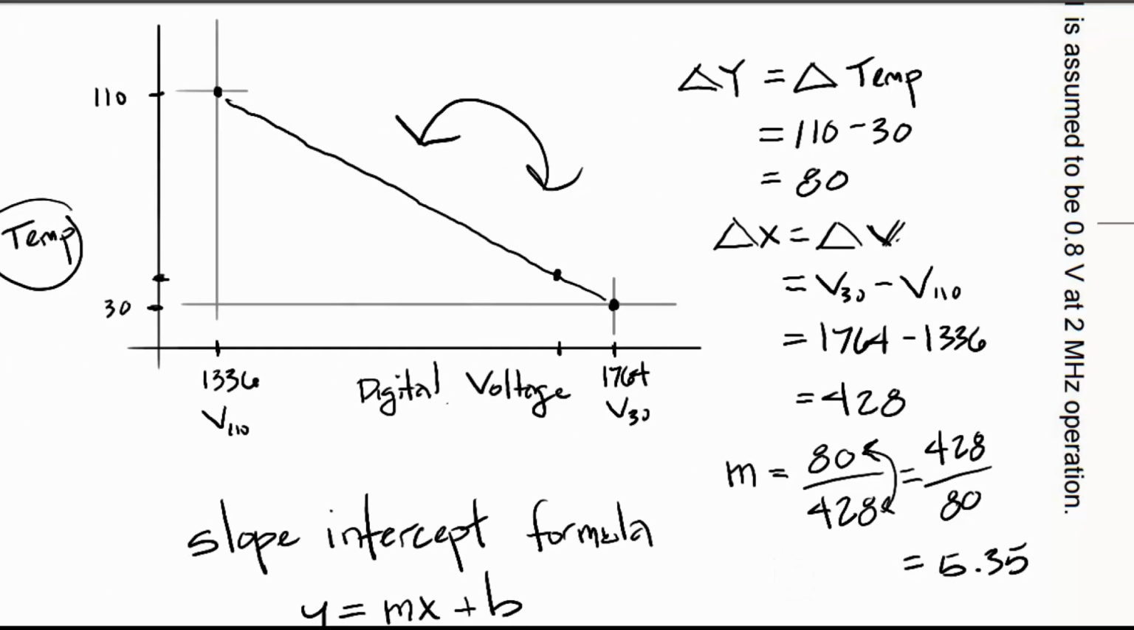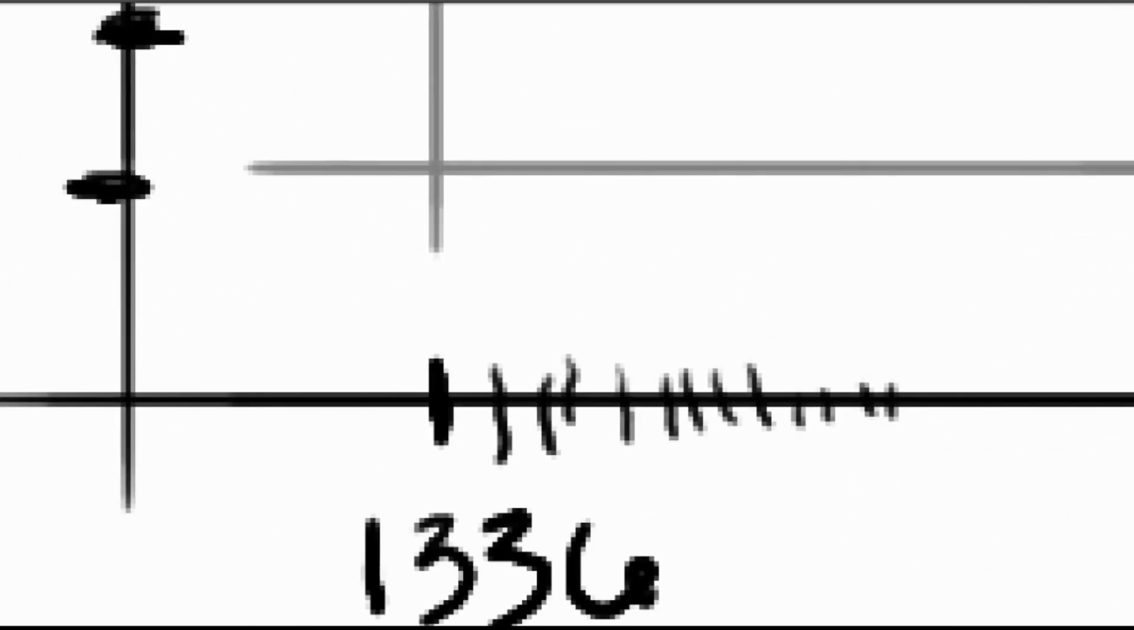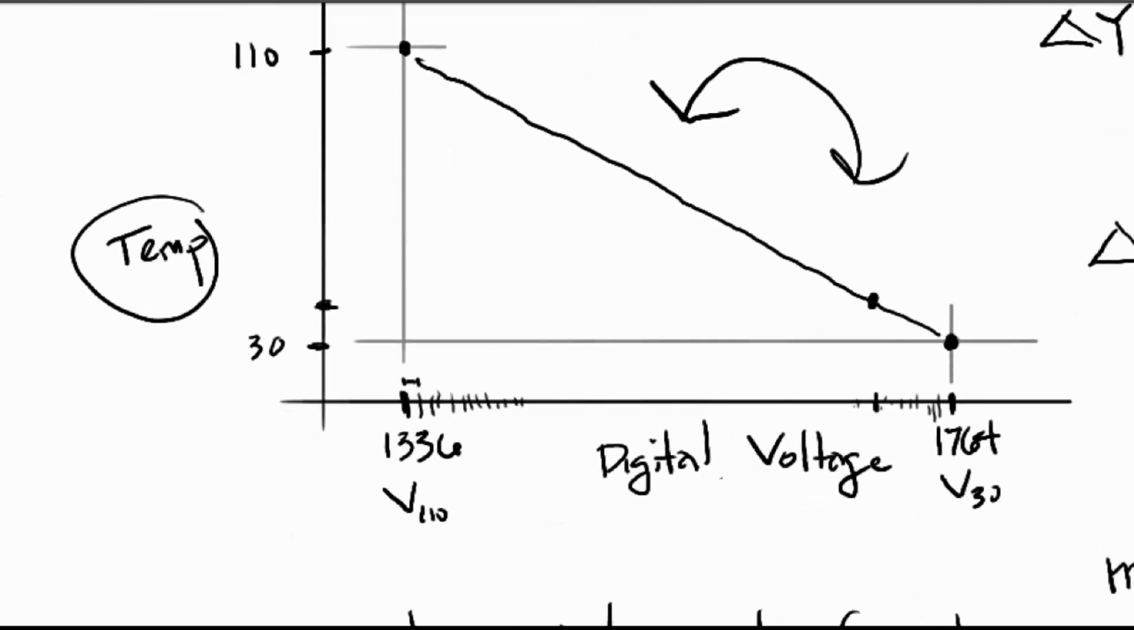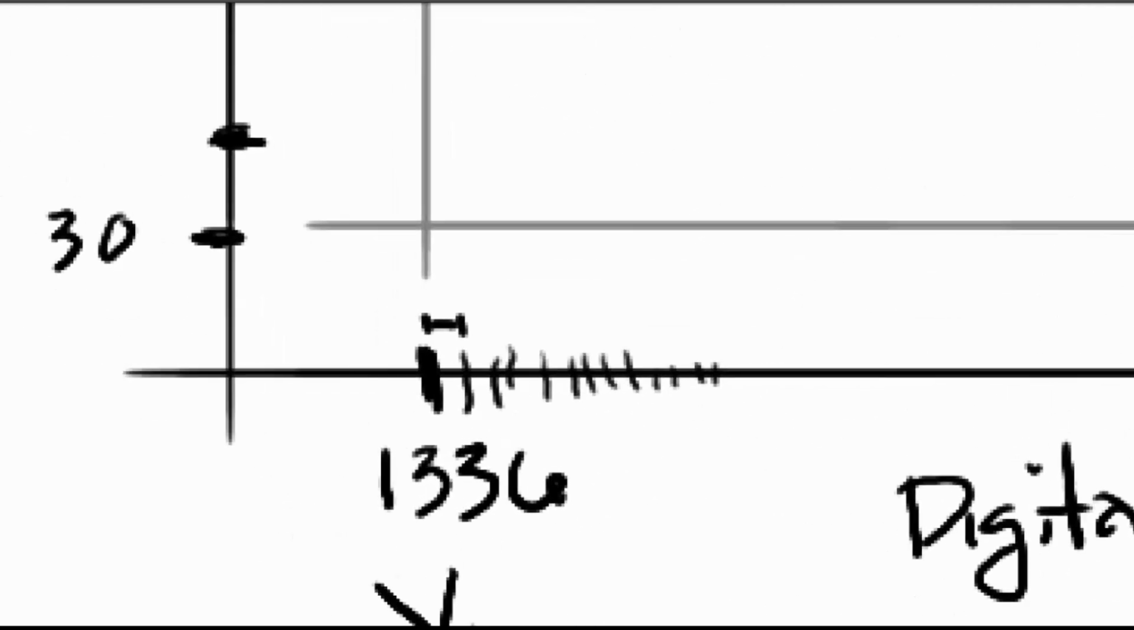So for each degree of temperature between 30 and 110, there is a change of 5.35. So if we divided this particular axis, and each one of these is 5.35 width apart, and that would be each degree. This would be 1 degree. 1 degree would be 5.35 on that scale.